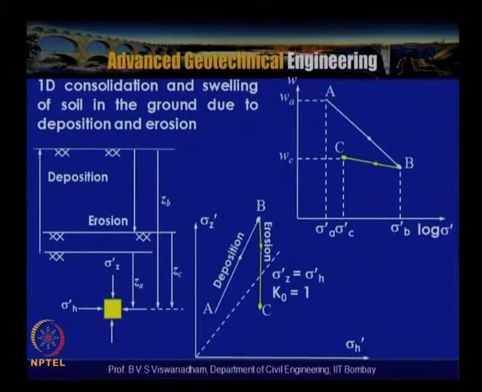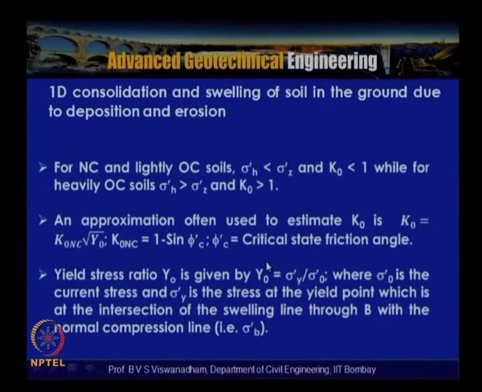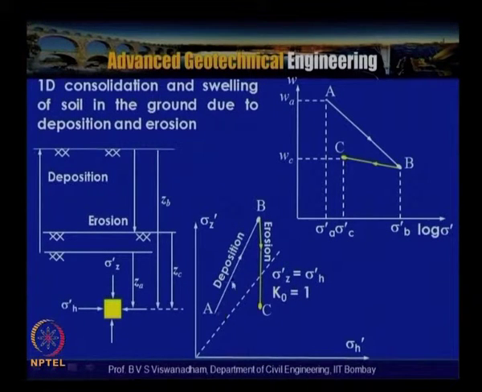So the one dimensional consolidation and swelling of soil ground due to deposition and erosion is depicted here, and these represent the different water contents because of the types of actions subjected. For normally consolidated soil and lightly over consolidated soil, sigma dash h is less than sigma dash z, and K naught is less than 1, that is for normally consolidated soil where deposition is happening.